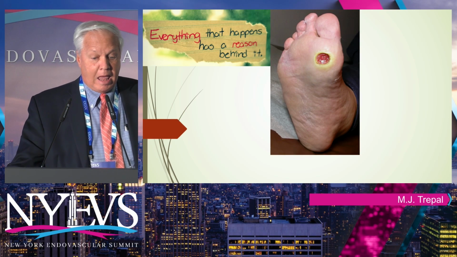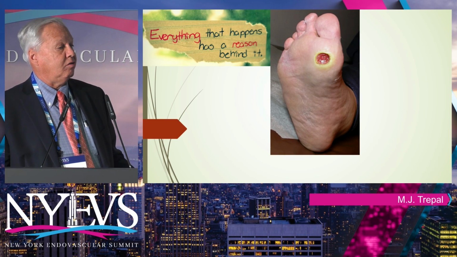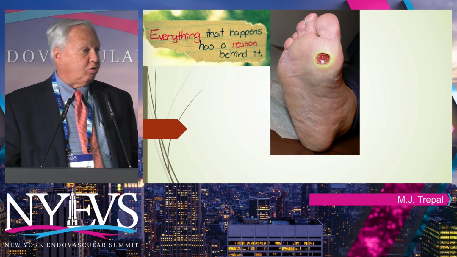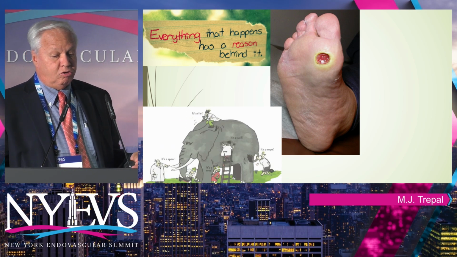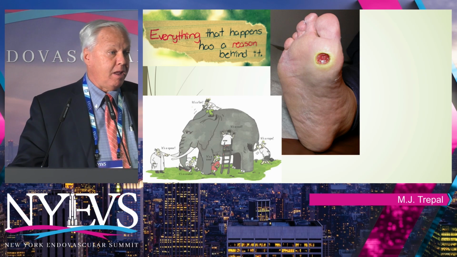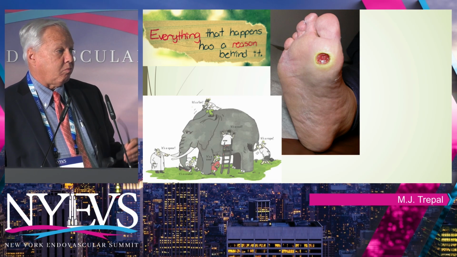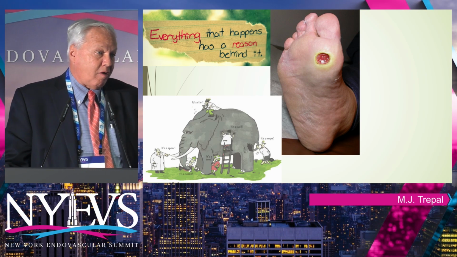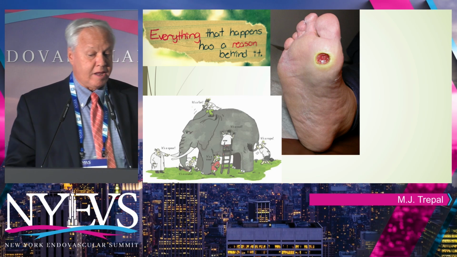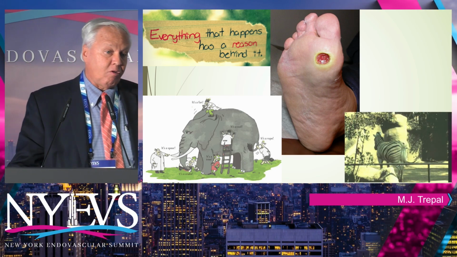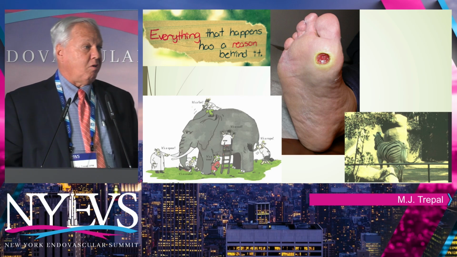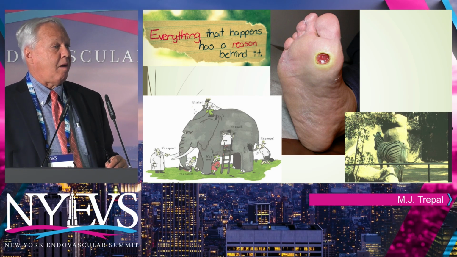So everything that happens has a reason behind it. That didn't just fall out of the sky. And we need to not be like the blind men and the elephant, where when you're blinded, you have no idea what you're looking at. You've got to take the blinders off to realize that sometimes there are zebras that occur. Right? Common things are common.